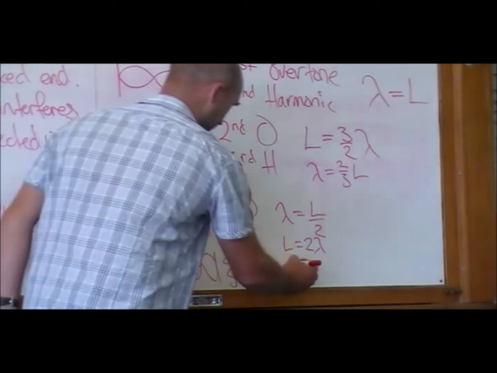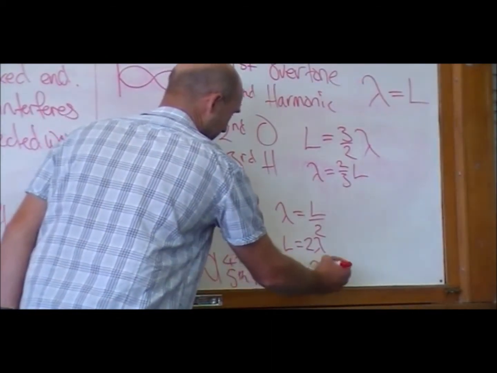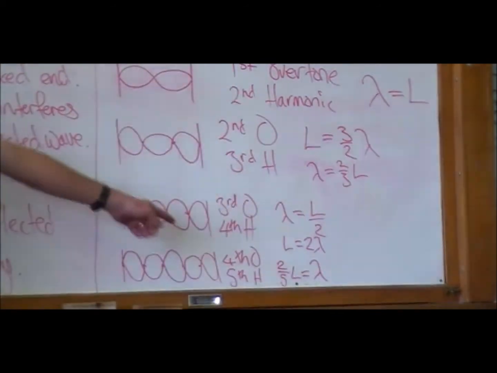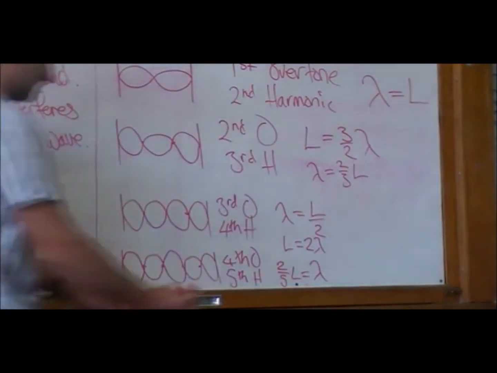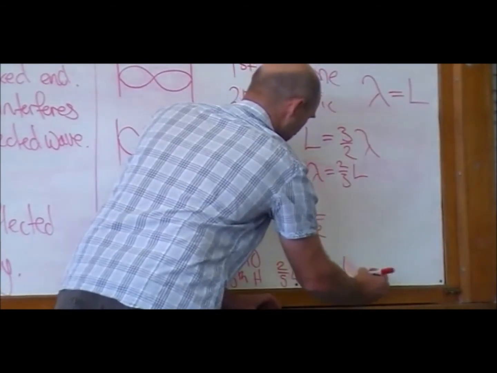Because we do it in sections, it's got 5 sections, and 2 sections is 1 wavelength, so it's 2 over 5. And so what does the string length equal? 5/2 of a wavelength.